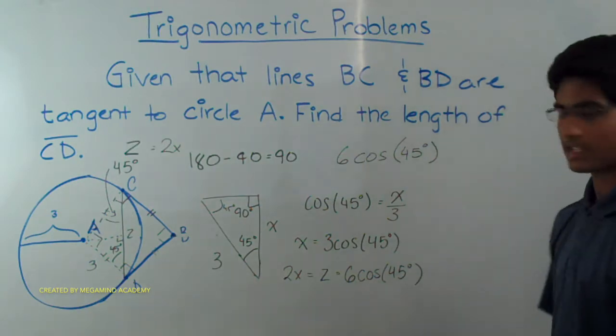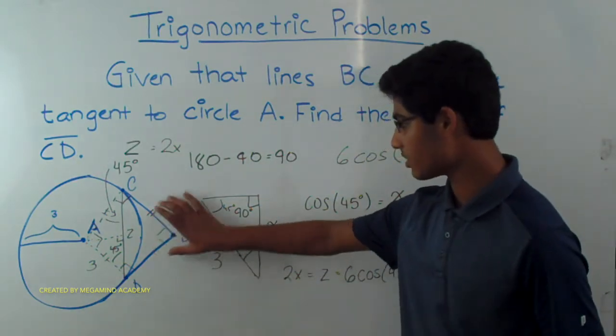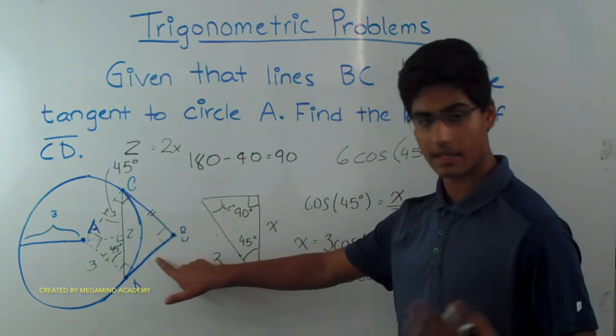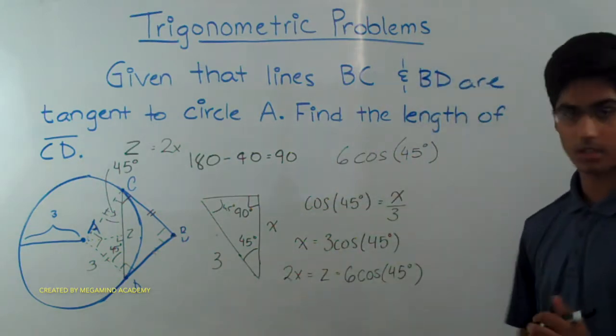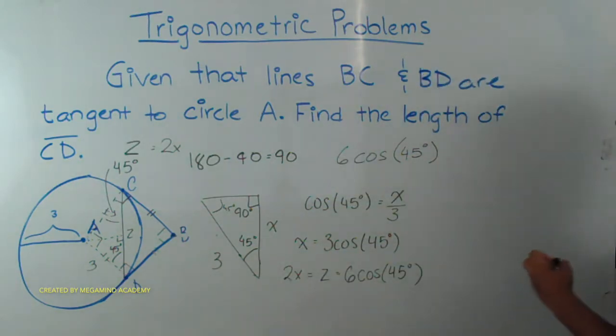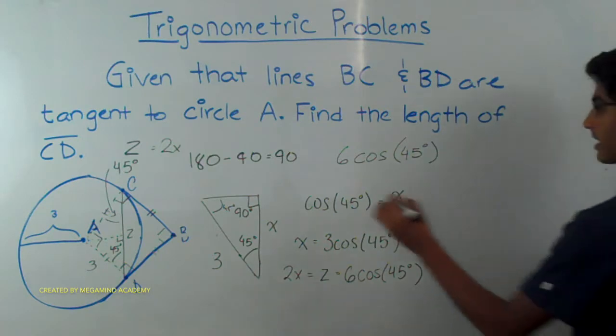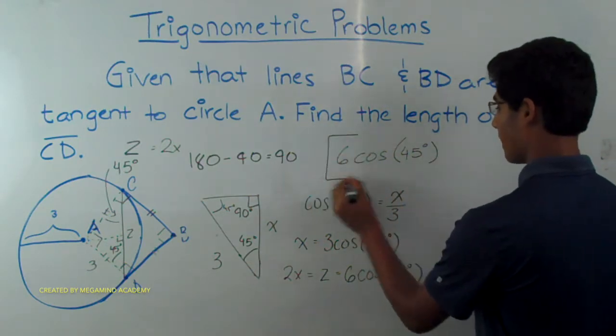And in this problem, to get the answer, we had to know beforehand that these two are the same size. I'm sorry about that. So once again, the answer to this problem is 6 times cosine of 45 degrees.